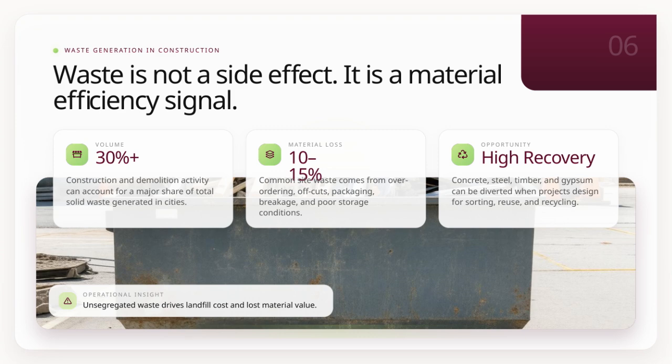However, this challenge also presents an opportunity. By designing projects with sorting, reuse, and recycling in mind, materials like concrete, steel, timber, and gypsum can be effectively recovered and diverted from landfills. This approach not only reduces waste, but also improves overall material efficiency and cost effectiveness.